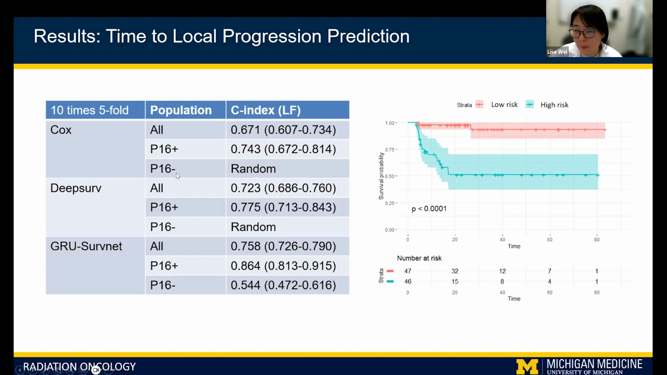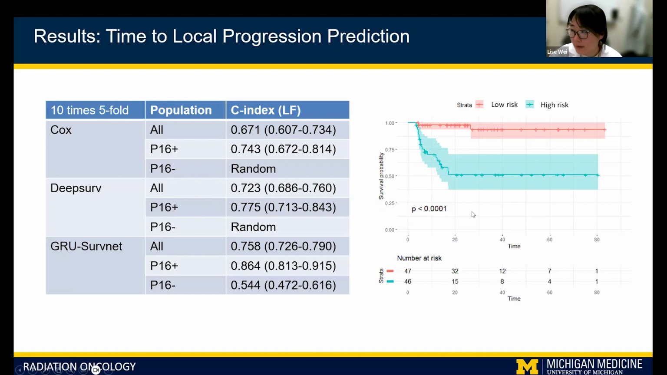However, we see that for P16 negative patients, even the best model here gives a near random result, which makes us think that all the features we have extracted are mainly more predictive for P16 positive patients. Another reason may be that in this cohort of patients, I guess about 70% are P16 positive. So this is another reason why this is more useful for P16 positive patients.